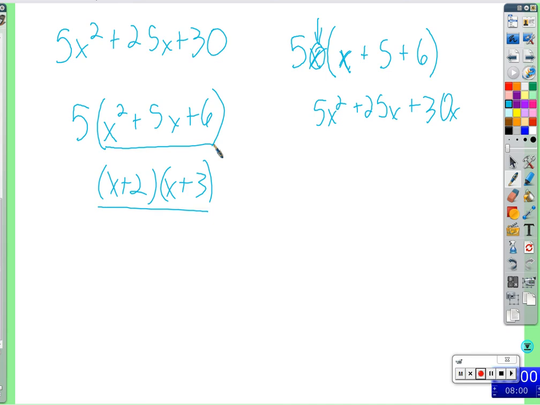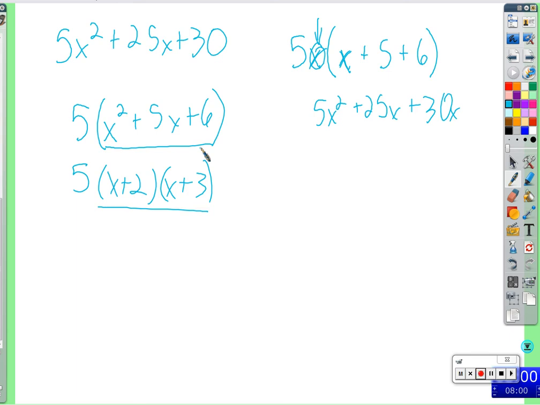We need that factor of 5 still. So when I said ignore the 5, I didn't mean it goes away, but we don't have to think about it when we factor x squared plus 5x plus 6. But that factor of 5 needs to be there, otherwise it won't come out to be the same as the original. So factor out the 5, then we factor this guy, just like we normally would, and keep that factor of 5 on the outside.